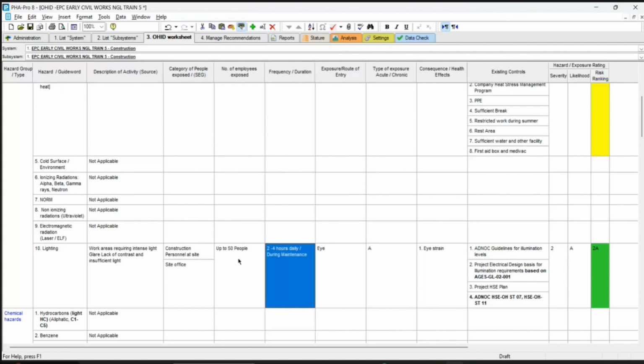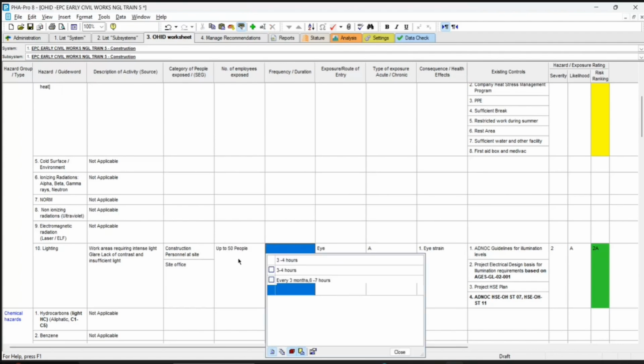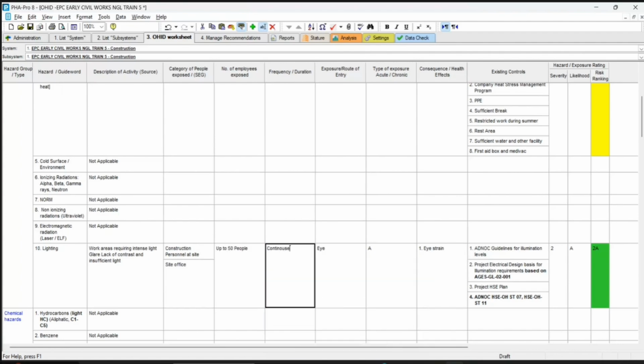So this frequency is continuous. You can say 8 hours because it won't be continuous. I think the office area will work 8 to 10 hours maximum. So 8 to 10 hours, not continuous. Your night time also 8 to 10 hours.